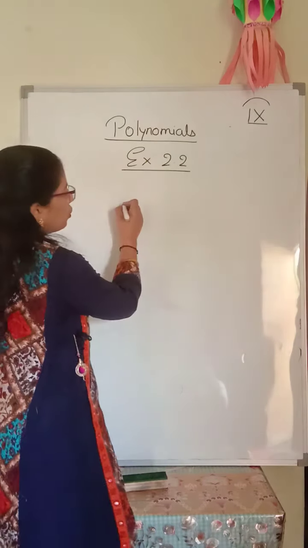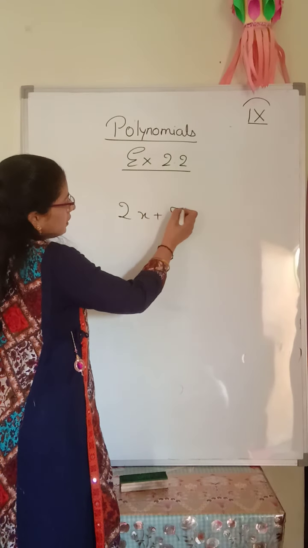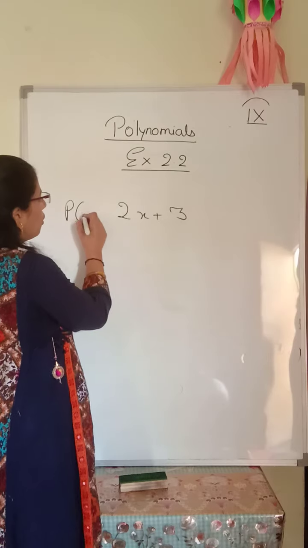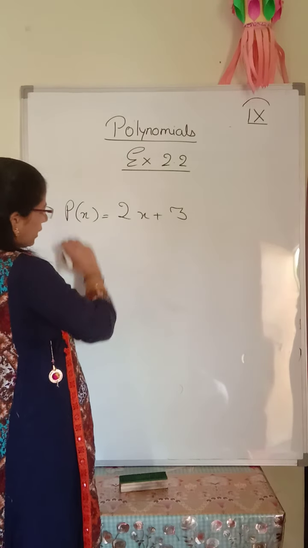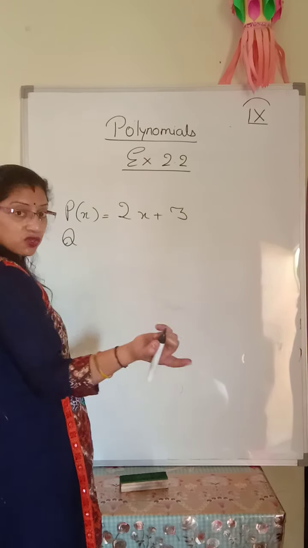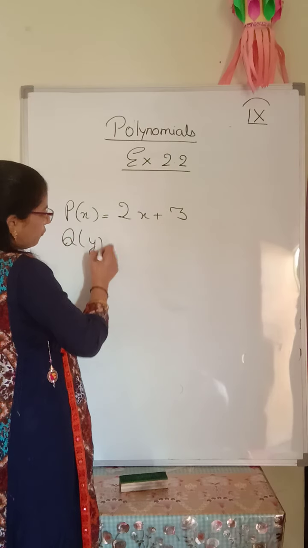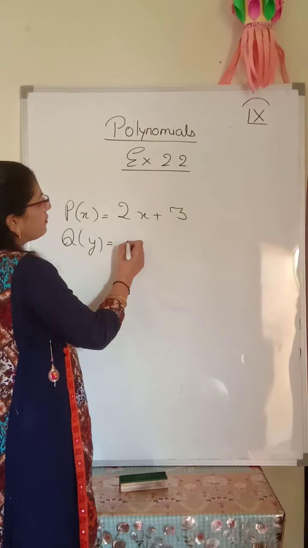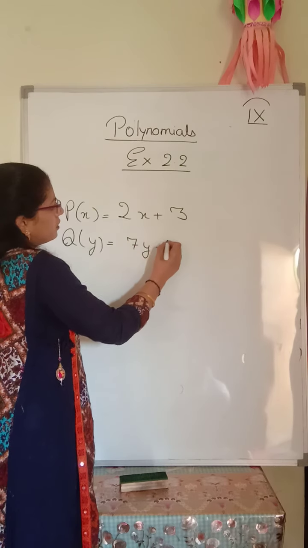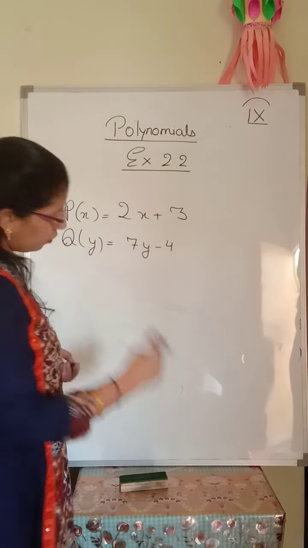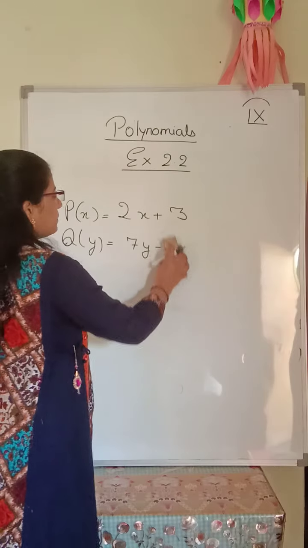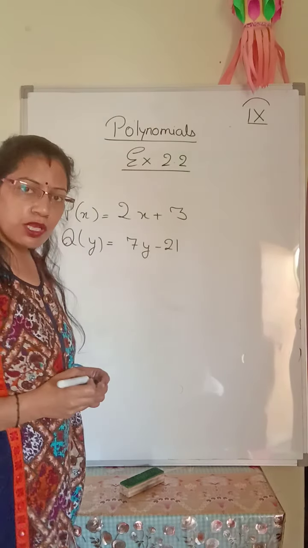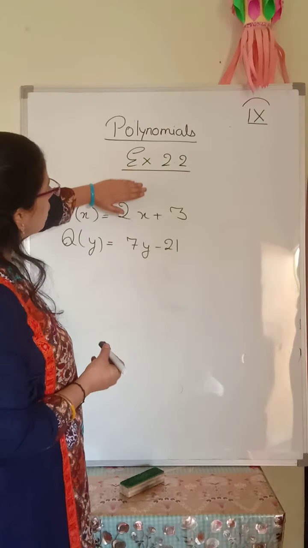Let me take any polynomial, 2x plus 3. Let me say this polynomial is P, a polynomial of variable x. I can say this polynomial is also Q of variable y. The variable should be written inside the bracket. So I can write 7y minus 21. This is also a polynomial. So what should I do?